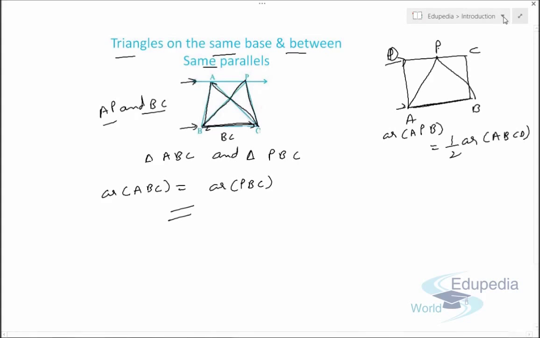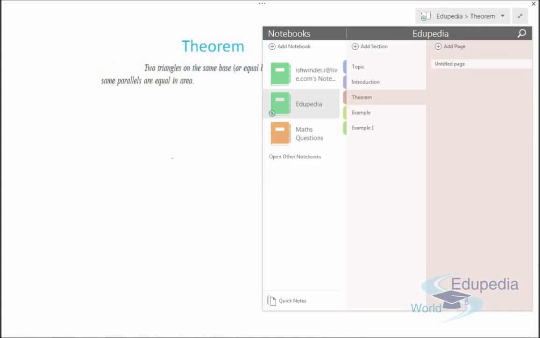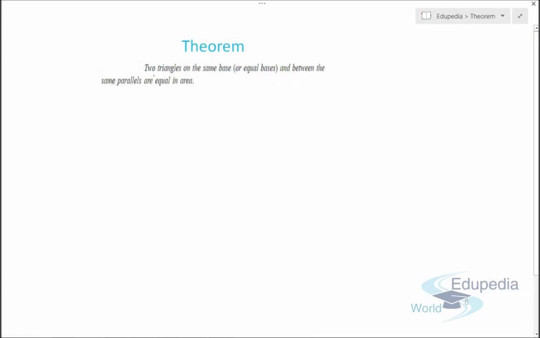So let's discuss the theorem related to this now. The theorem says that two triangles on the same base or equal bases and between the same parallel lines are equal in area. So let's see how we can prove this. The point you have to note over here is that the bases can be the same or they can be equal. So let's discuss how we can use this now.